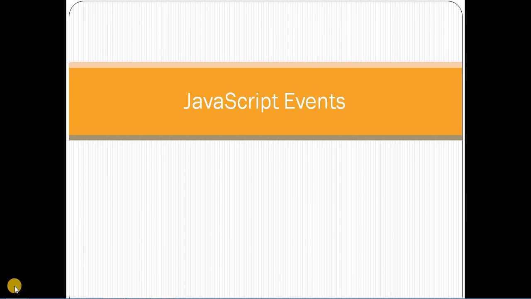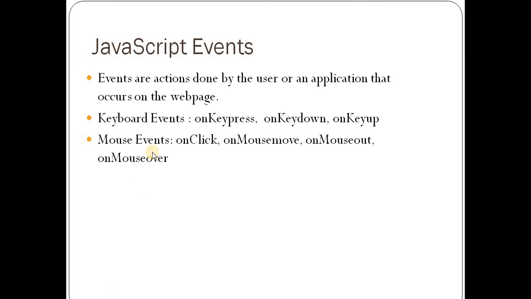Next, we have to see JavaScript events. We have already studied events in our 11th level. Events are actions which are done by the user or an application that occurs on the web page. So, if we are going to click, that is the event which is done by the user, the action which is done by the user, and it is going to reflect on the web page.